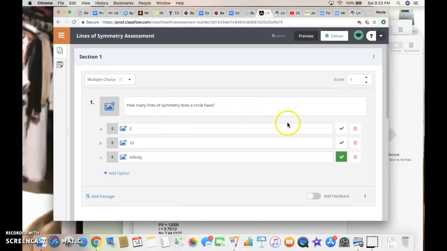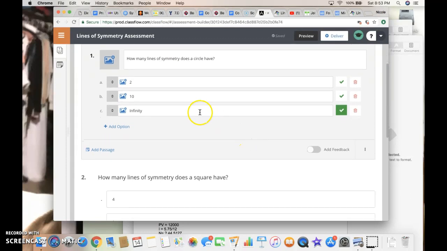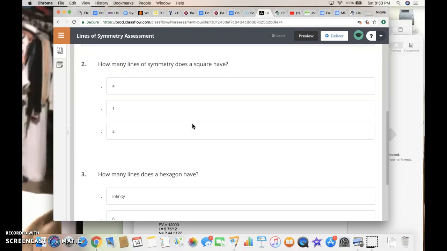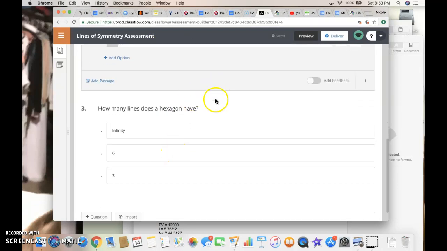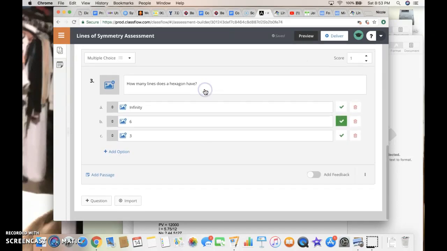How many lines of symmetry does a circle have? It has infinity. Answer C. How many lines of symmetry does a square have? And the answer is A, 4. The last one, how many lines of symmetry does a hexagon have? And the answer is B, 6.